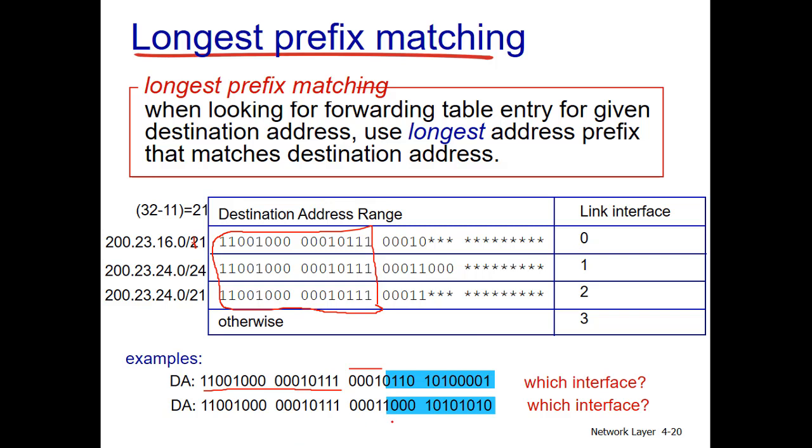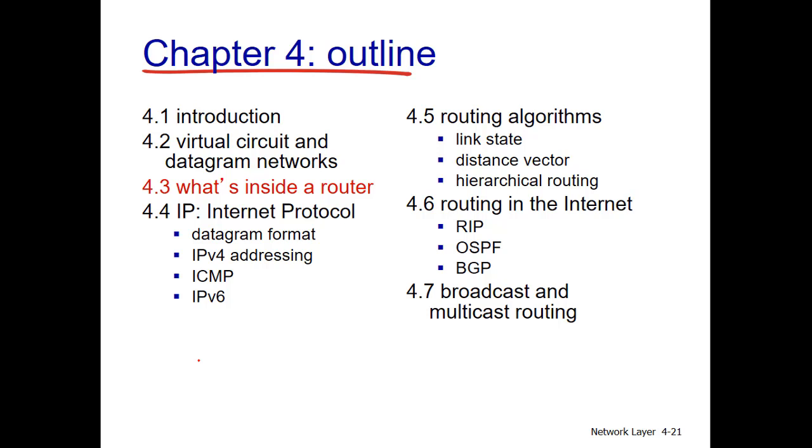Now let's talk about the second one. If you look into the second one, it actually matches two of those entries, this entry and this entry. This number is the same in both of them. But if you look for the longest prefix match, it matches this value 000, so it goes to the output link number 1. This is how longest prefix match works.